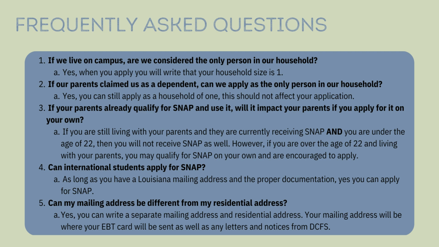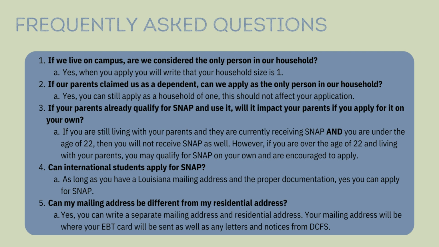Also, if you're living with a roommate but you buy all of your groceries, I would apply as just a household of 1, as long as you're the one buying all of your groceries by yourself. It gets a little tricky if you're living with your parents, so we're going to go over that in a minute here. So question 3, if your parents already qualify for SNAP and use it, will it impact your parents if you apply for it on your own?